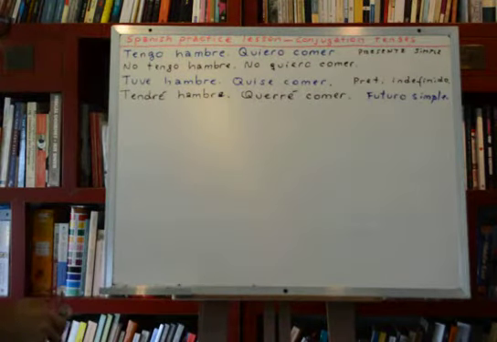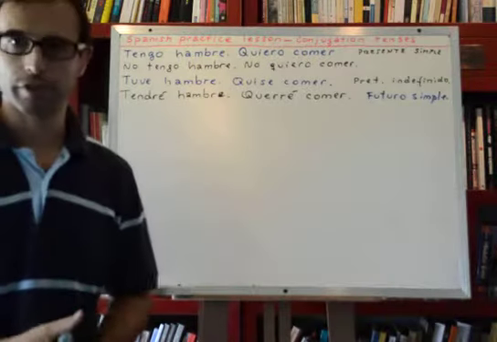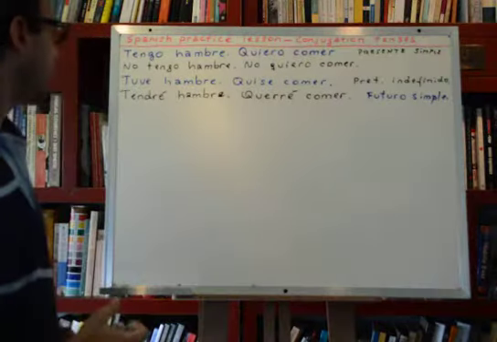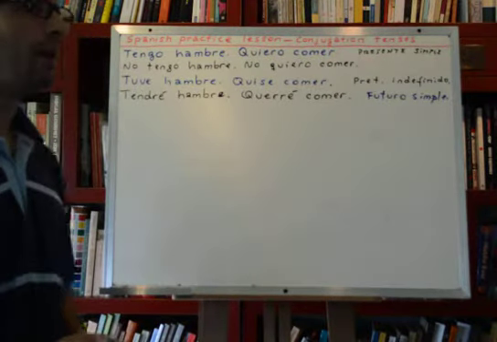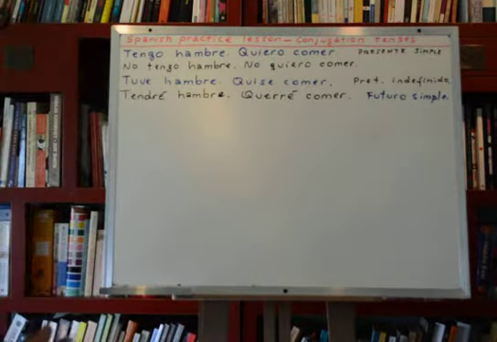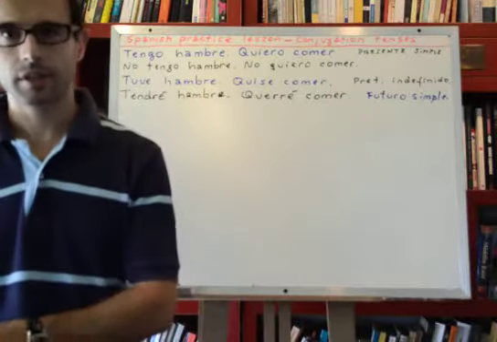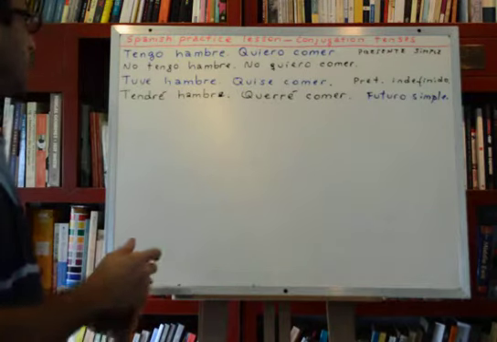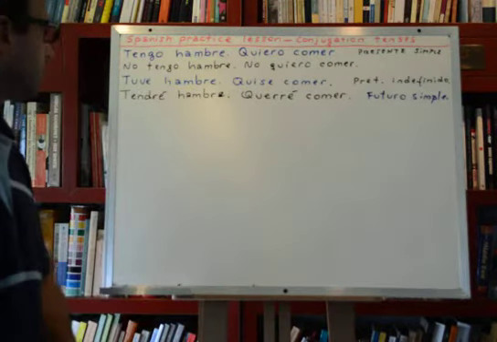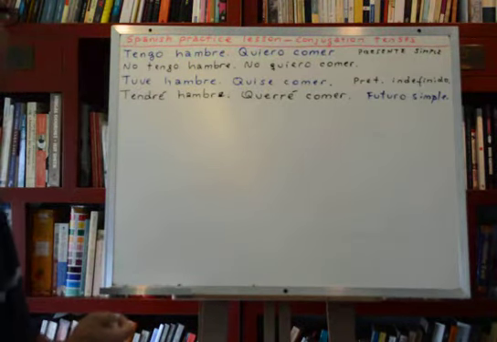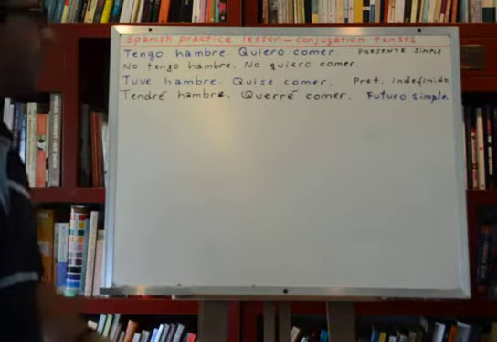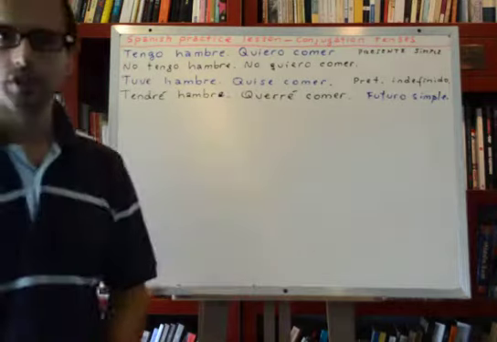Now let's conjugate this in present perfect, okay? Present perfect would be I have been hungry. I had wanted to eat. Is that present perfect? Let's see. Yes. I have been hungry. I have wanted to eat.